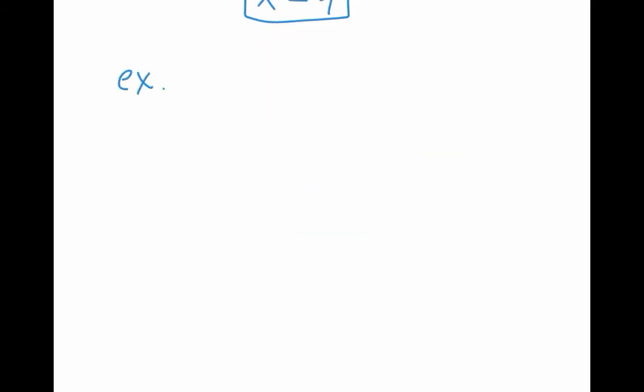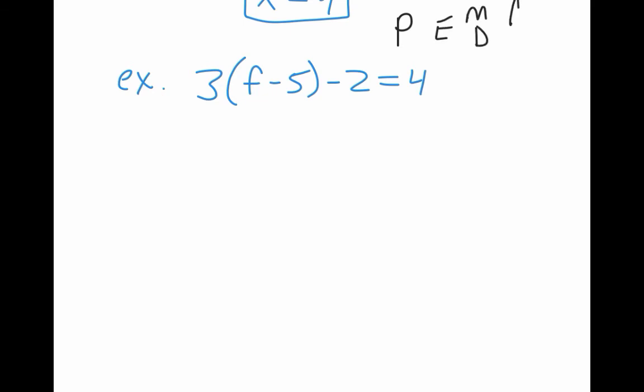So I have an example. This one, try to throw another curveball at you. I have 3 and then in parentheses, f minus 5, and then minus 2 equals 4. And I think for this one it might be helpful to actually write out that whole, Please Excuse My Dear Aunt Sally. So we're working left to right. So we first do addition and subtraction.